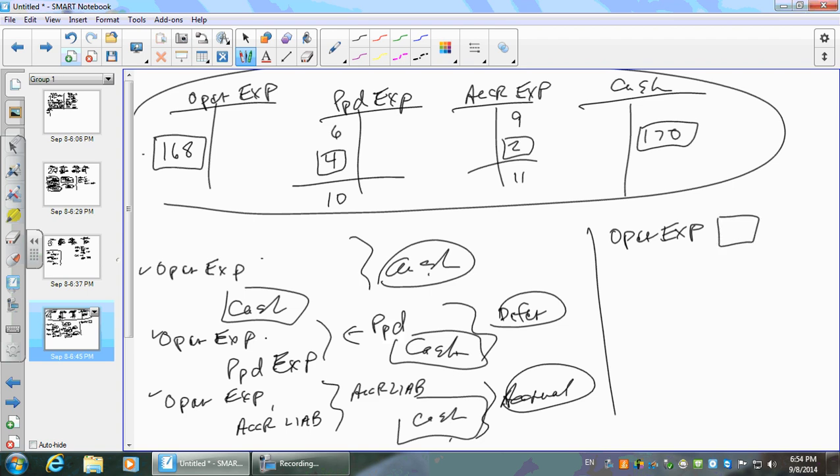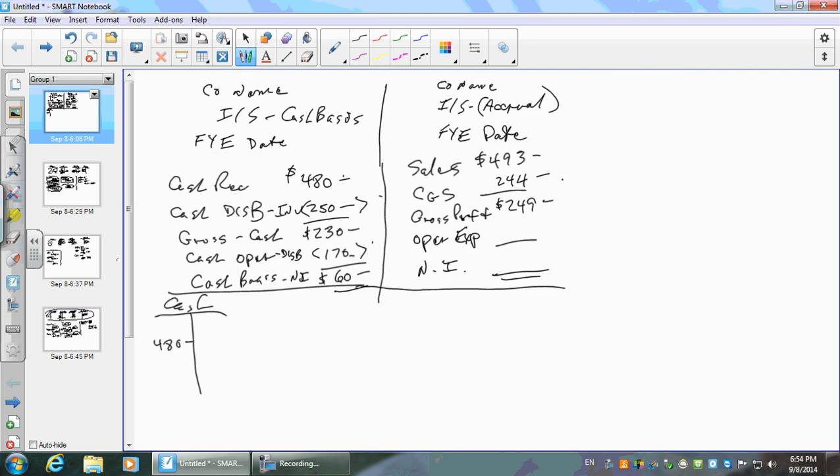What's the operating expense if the cash going out is 170, right? If the accrued expenses went up by 2, accrued liability went up by 2, and the prepaids went up by 4, right? What is it? 168. Ta-da. Okay? So then you go back, plug the 168 in here, and what's our net income? What is that? So you didn't make 60, you made 81. And we can explain why, huh? The differences on all those accounts.